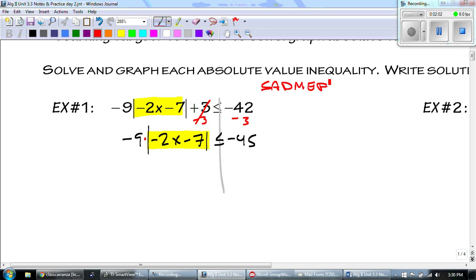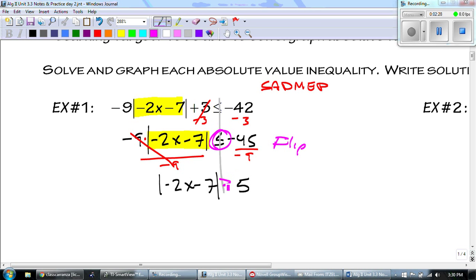Now, the -9 is multiplying. The inverse of multiplying is dividing, so I have to divide both sides by -9, and then we get the absolute value of -2x minus 7. -45 divided by -9 is a +5, and then we need to remember to flip. So this changes to greater than or equal to, which means this is or.